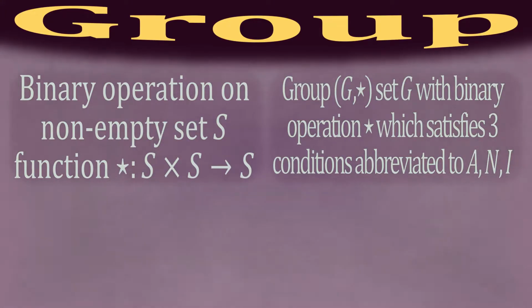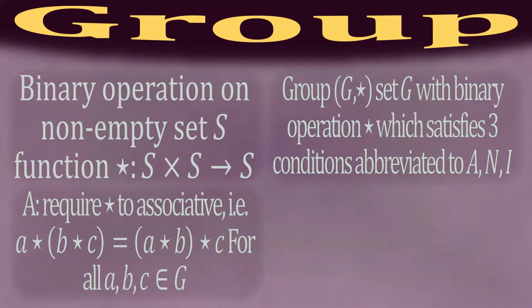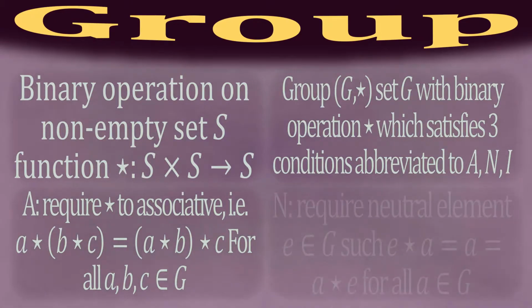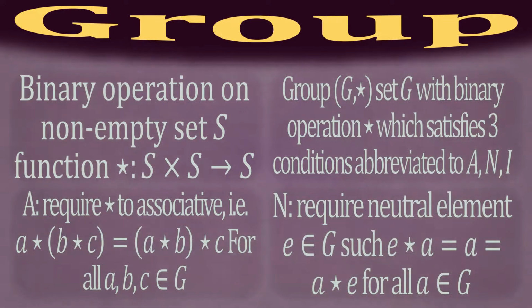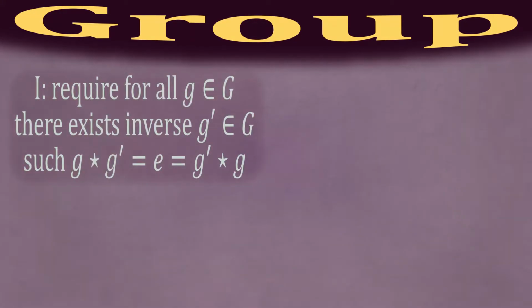abbreviated to ANI. First, we require star to be associative, i.e. a star (b star c) is equal to (a star b) star c for all a, b and c in G. Next, we require a neutral element e in G such that e star a is equal to a, which is equal to a star e for all a in G. We also require that for all g in G, there exists an inverse g dash in G such that g star g dash equals e, which is equal to g dash star g.